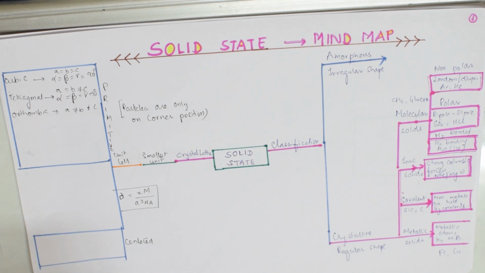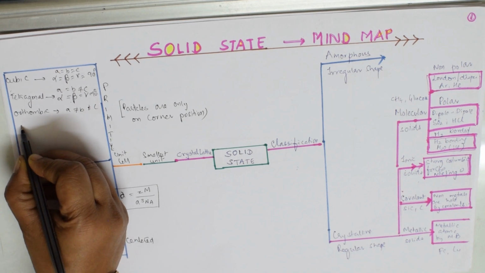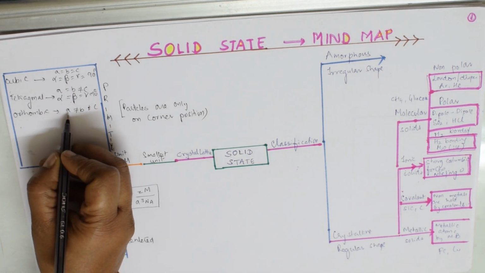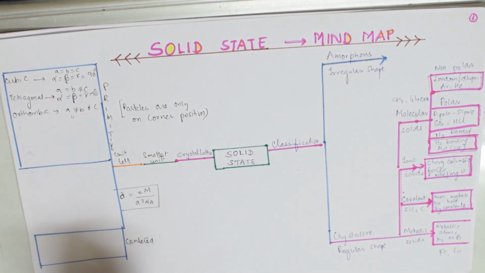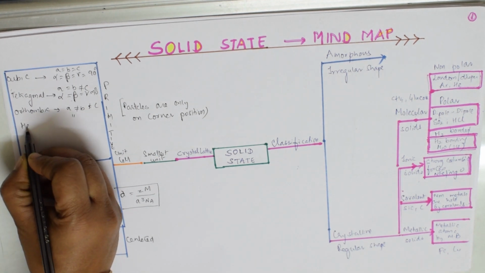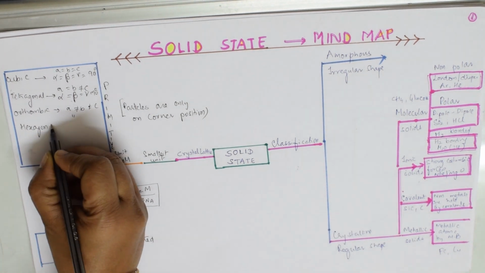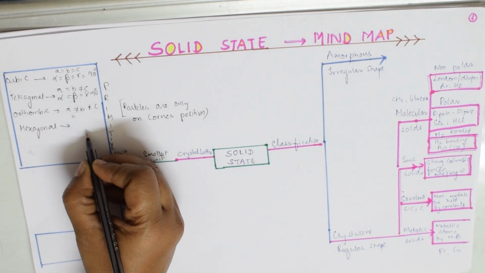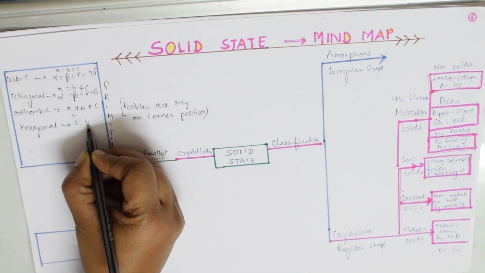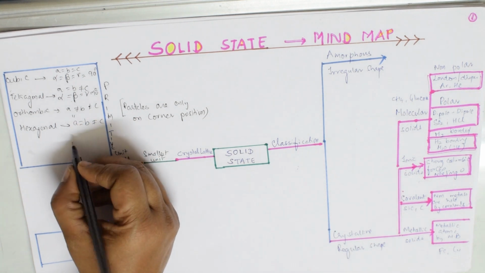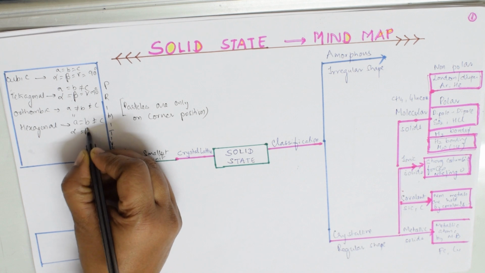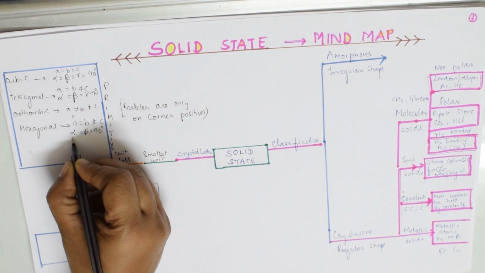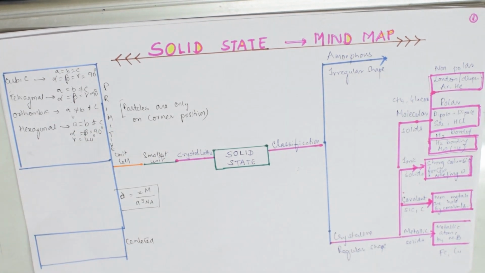The next category here: what is alpha, beta, gamma? Here alpha, beta, gamma is the same as above, exactly the same. Alpha is equal to beta is equal to gamma, 90 degrees. Now we come to the next variety, the hexagonal type of Bravais lattices. In hexagonal, again A is equal to B, which is not equal to C. For the bond angles, alpha is equal to beta, which is 90 degrees, and gamma is 120 degrees. Yes students, done.